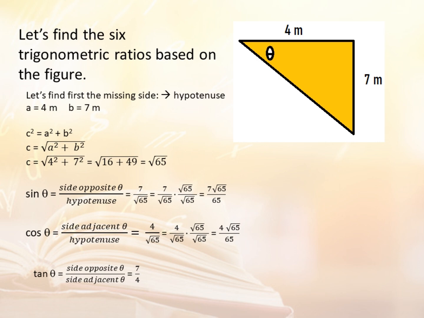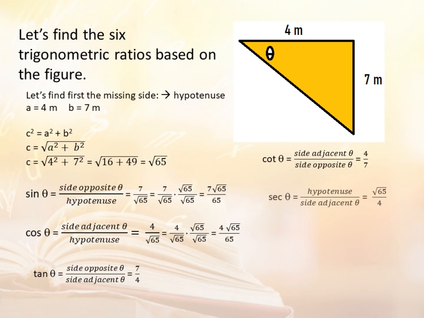Tangent theta is equal to side opposite theta over side adjacent theta. Side opposite is 7, while the side adjacent is 4. So that is equal to 7 over 4. Cotangent theta is side adjacent theta over side opposite theta. Side adjacent is 4, while the side opposite is 7. So that is equal to 4 over 7.